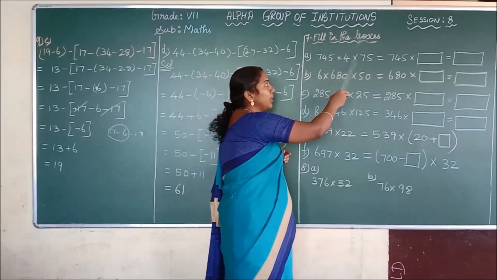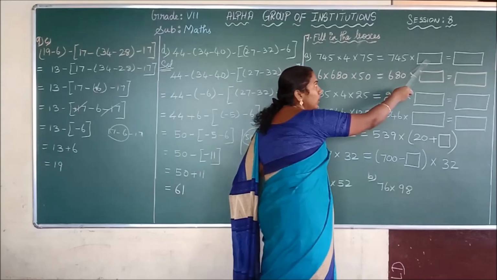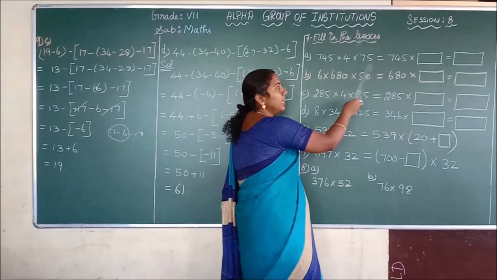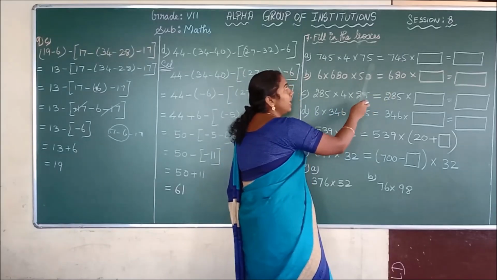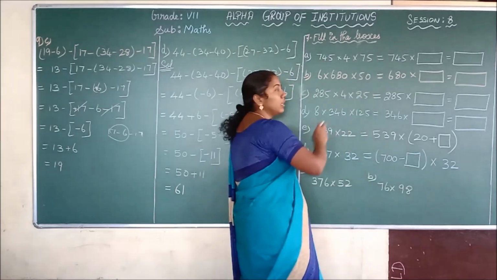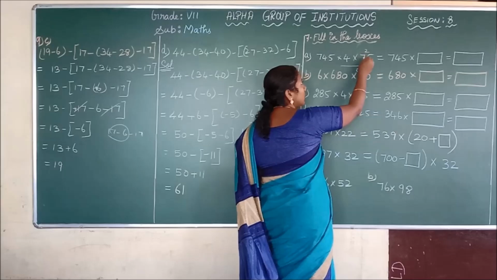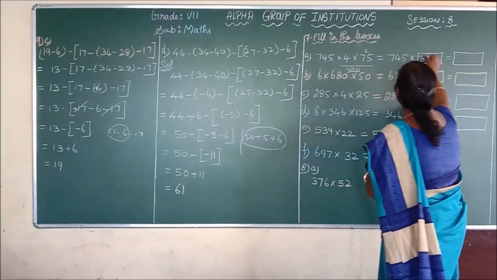745 into 4 into 75 is equal to 745 into, they give you a box here. Here you have to write one number. Here you have three numbers. Here you have only one number. That is 745. Thus, we can easily identify they are multiplying these two numbers. So multiply these two numbers. 5 4s are 20. Remember 2. 7 4s are 28 plus 2, 30. So here you have the number 300.